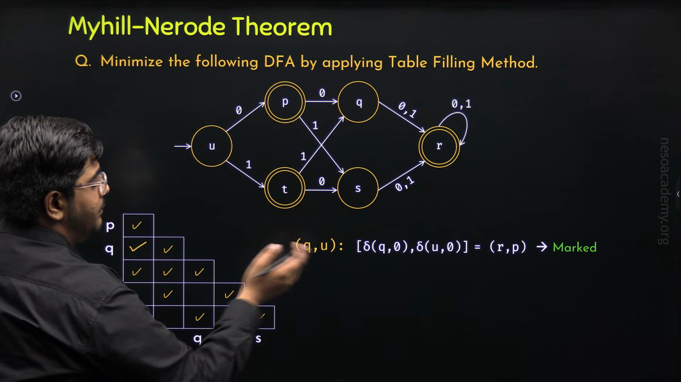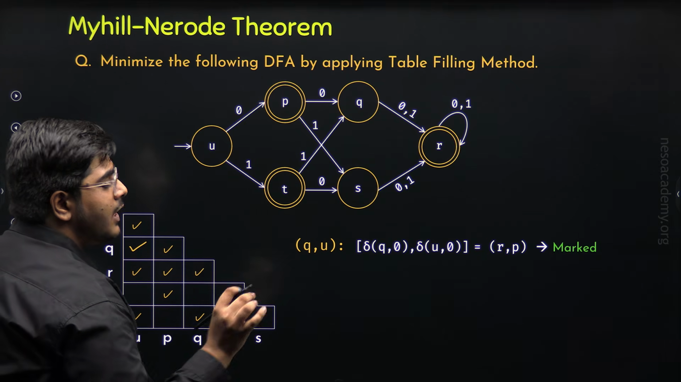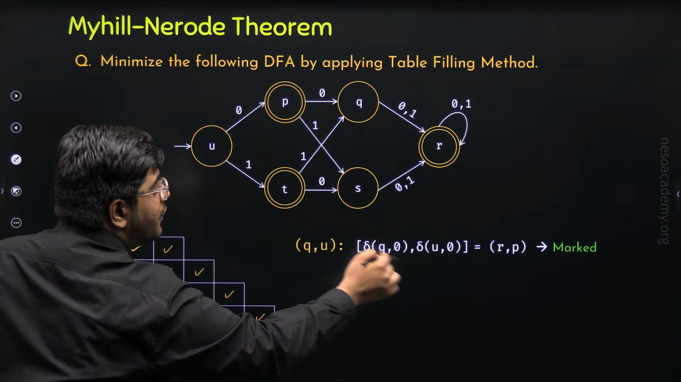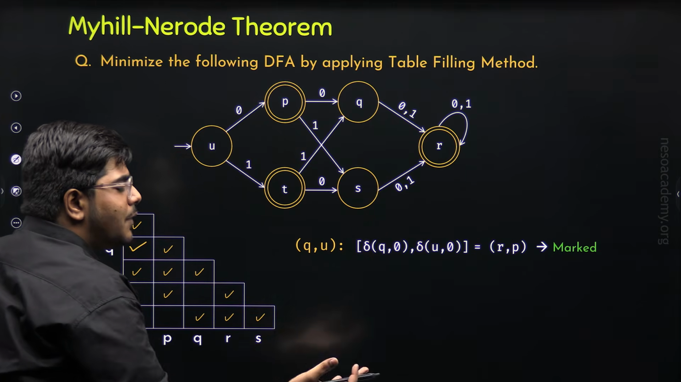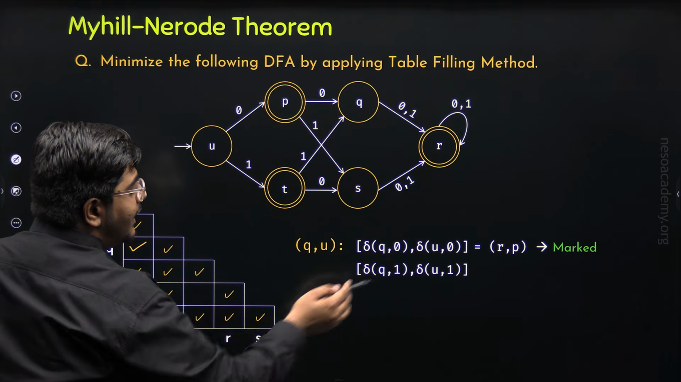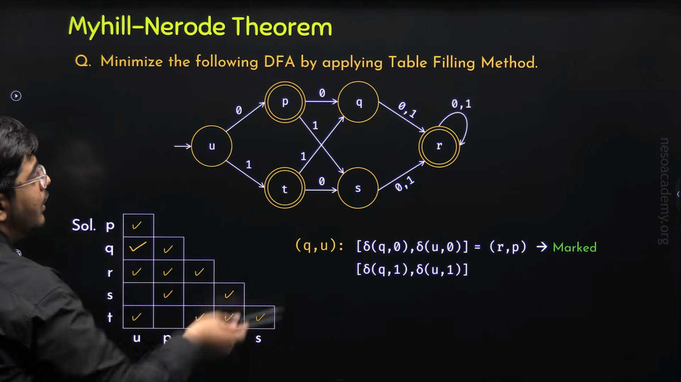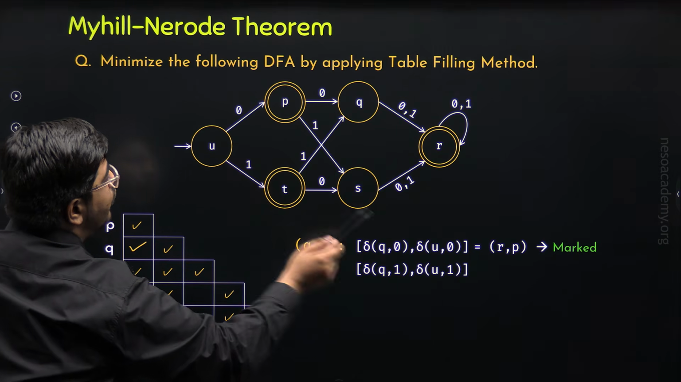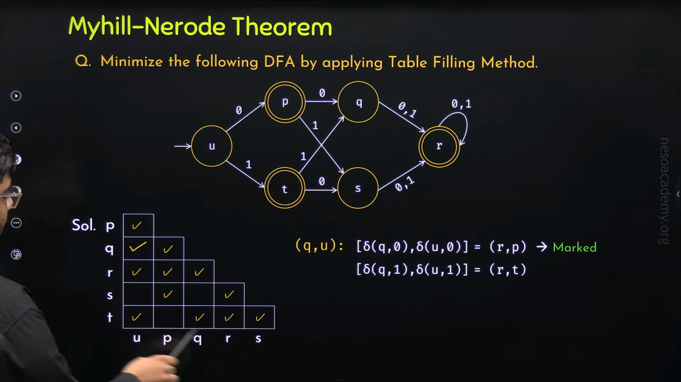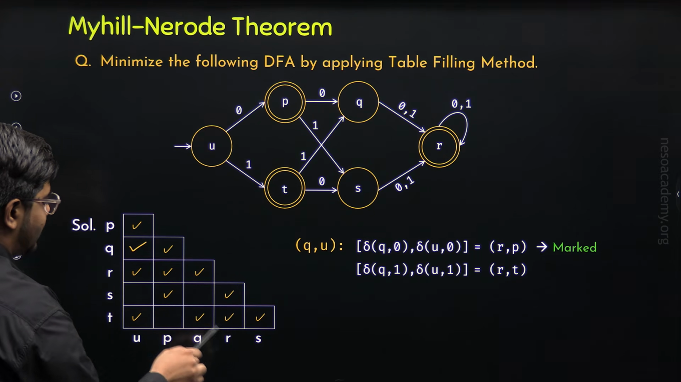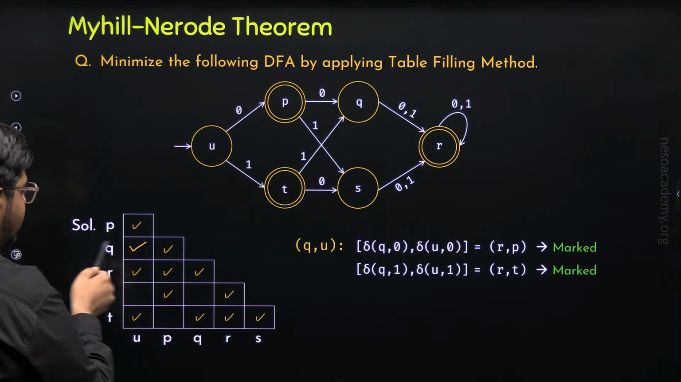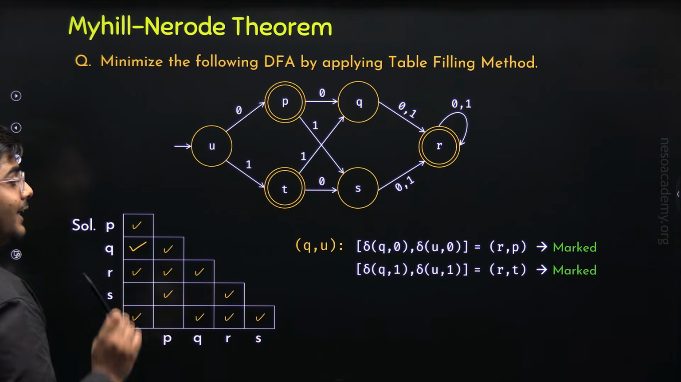Let's check for the input symbol 1 also, just for practice. We don't need to check for the other input symbol, actually, if for the first input symbol it is marked. But just for practice, let's write for the second input symbol also, which is 1. Delta Q comma 1 and delta U comma 1. Now, Q comma 1 is R and U comma 1 is T. So here we will write RT. Now for RT, which is this particular cell, it is also marked. So we will write marked. And that is why QU, which is this particular pair, is also marked in the second iteration.